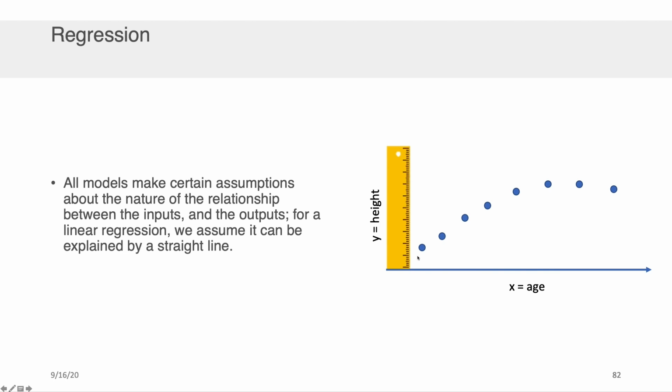Well, all models start off by making an assumption about what the nature of the relationship is between the input variable, in this case the age, and the output variable, in this case the height. And so we might, for example, choose a model with the assumption that this relationship can be approximated by a straight line. And if we did this, we would be performing a linear regression.